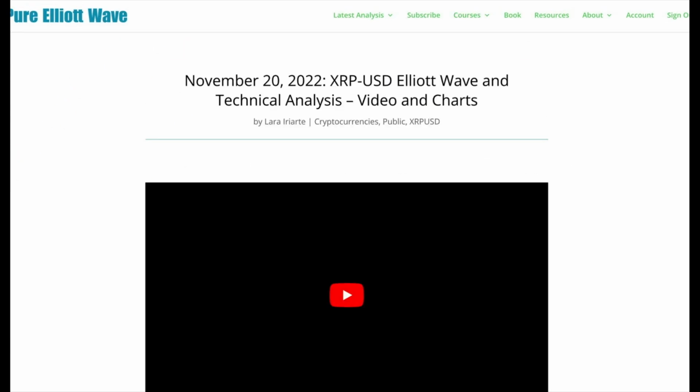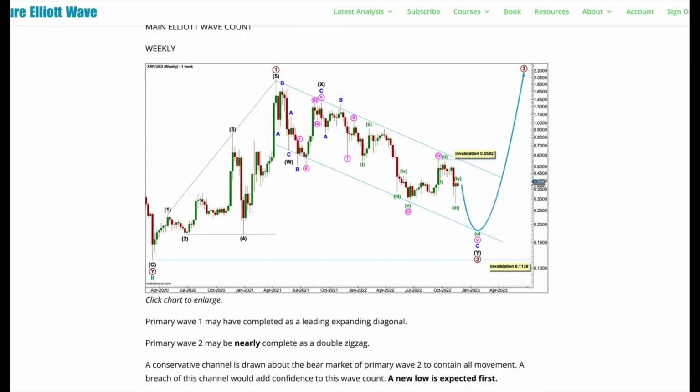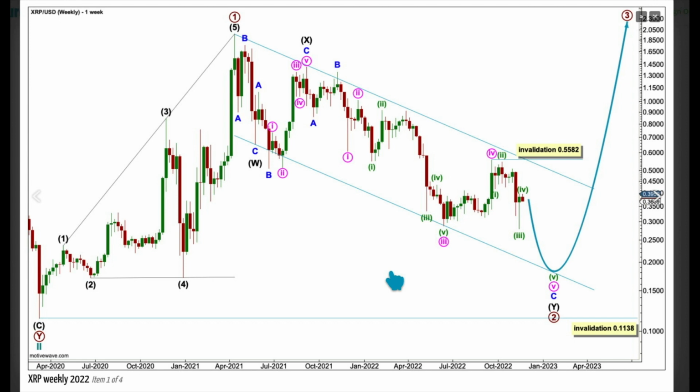Let's jump into this analysis. I expect XRP's got one more low before this bear market is done, and I'll also put the link through to the analysis on my website for this. It's got charts and text. If you don't like watching video, you can just click through and look at my charts and read my text if you want the shortened version.